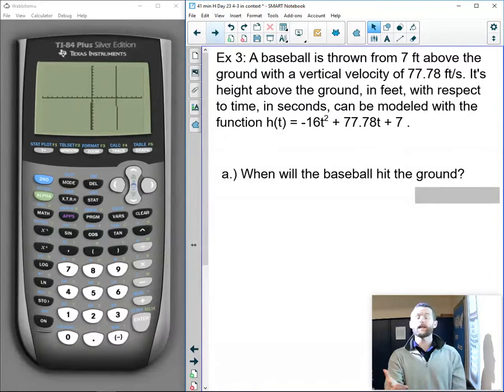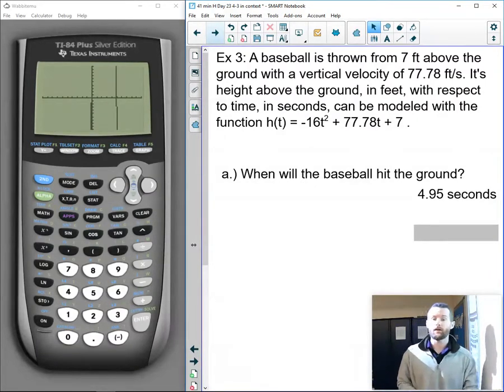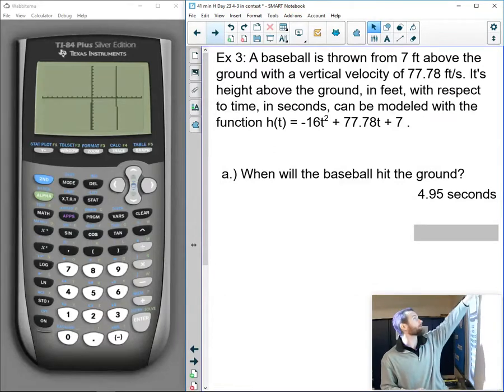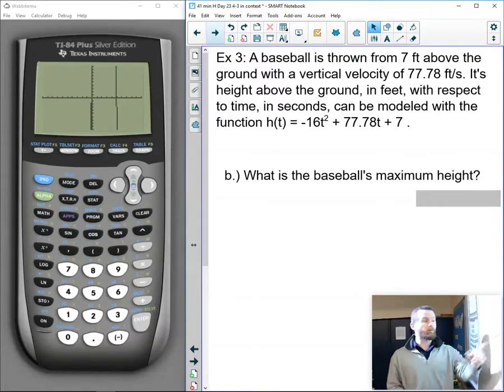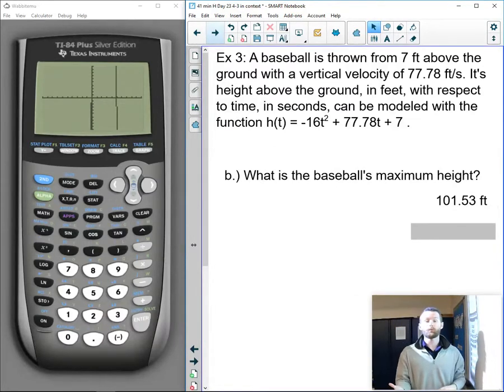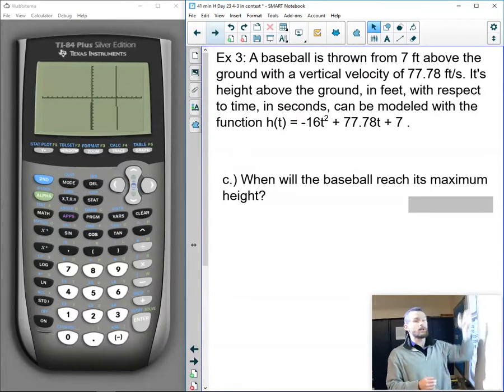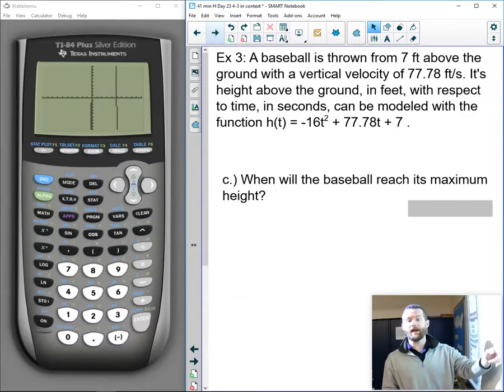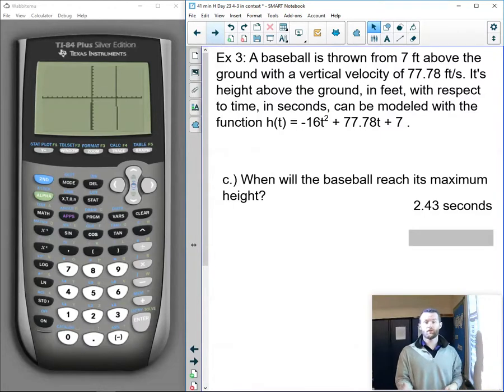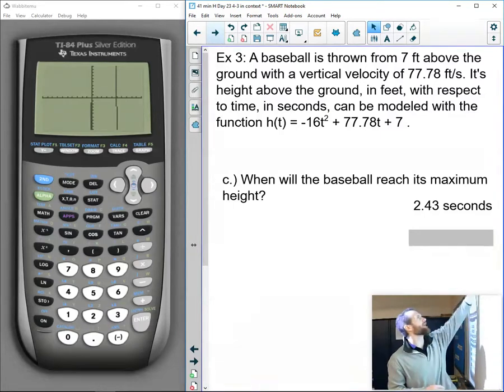So first I'm going to show you all 3 answers. Then I'm going to go back and show you how I got to them. So when will the baseball hit the ground? After 4.95 seconds. What is the baseball's maximum height? 101.53 feet. And when will the baseball reach its maximum height? 2.43 seconds. So now let's go back and figure out how we did that.